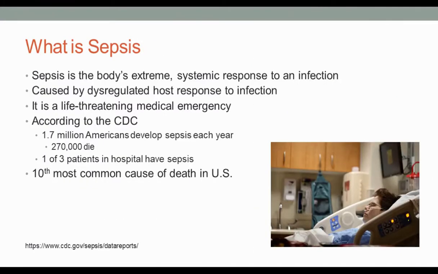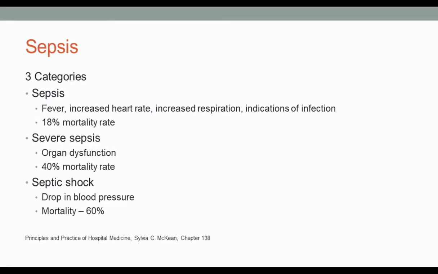Before talking about testing, let's do a review of what sepsis is and its implication for the patient. Sepsis is the body's immune response to an infection. This is caused by a dysregulated immune response that can be extreme and affect multiple systems in the body. In many cases, this is a life-threatening illness. According to the CDC, about 1.7 million Americans develop sepsis each year, and about 270,000 of them die. About 1 out of every 3 patients in the hospital have sepsis, and it is the 10th most common cause of death in the U.S.